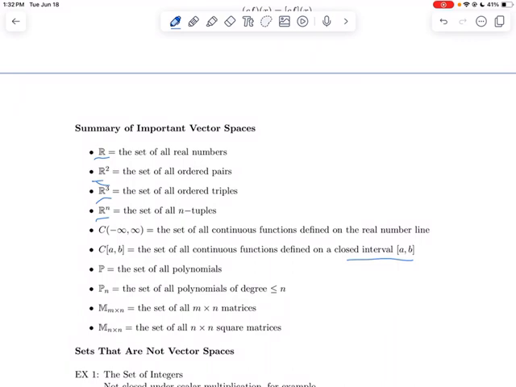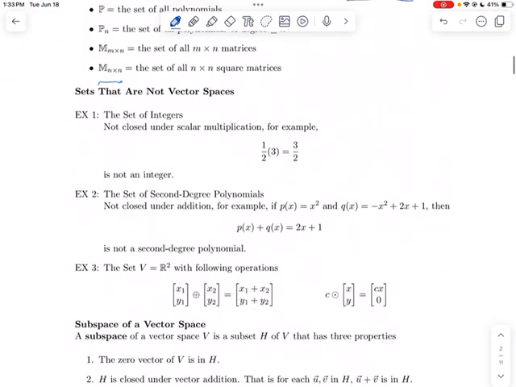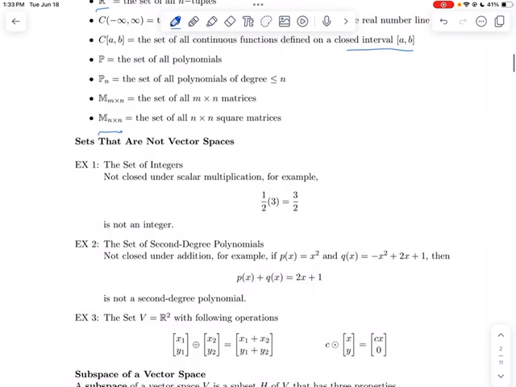M by n, the set of all matrices of size m by n. And this is the set of all matrices of size n by n, so the set of all square matrices. That is also a vector space. So this is important also. What sets are not vector spaces?